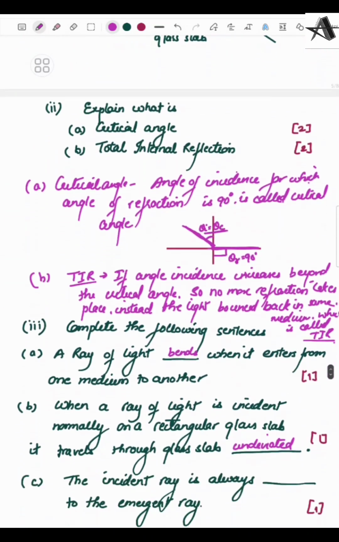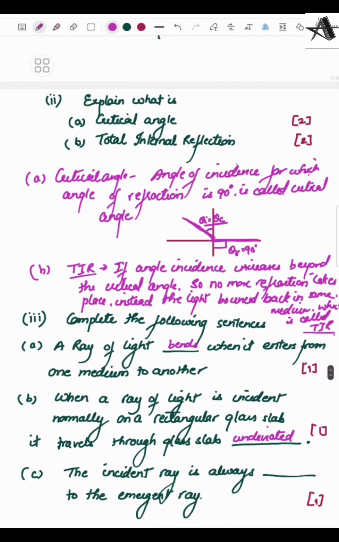And here one more thing we have to add, as I told you, whether it's the critical angle or TIR, we have to write when a ray of light travels from more dense medium to less dense medium. And the same in the case of TIR also, you have to mention that when a ray of light travels from more dense medium to less dense medium. It's a little messy here.